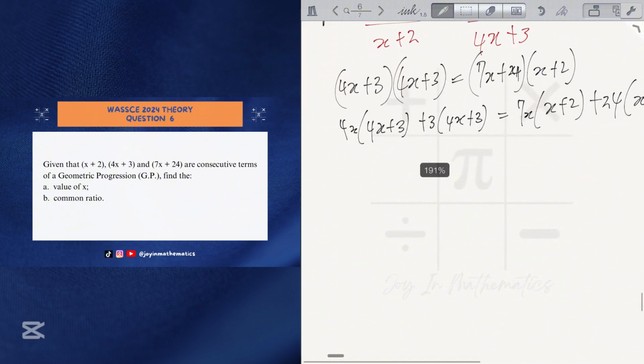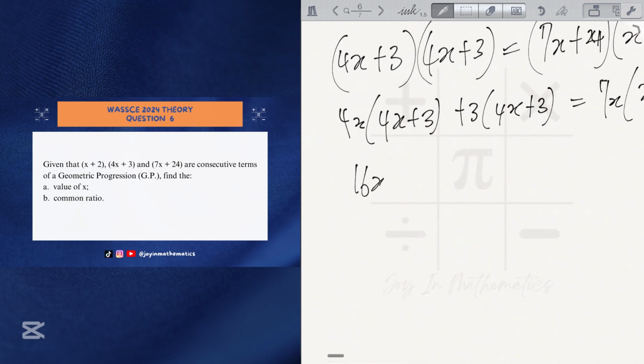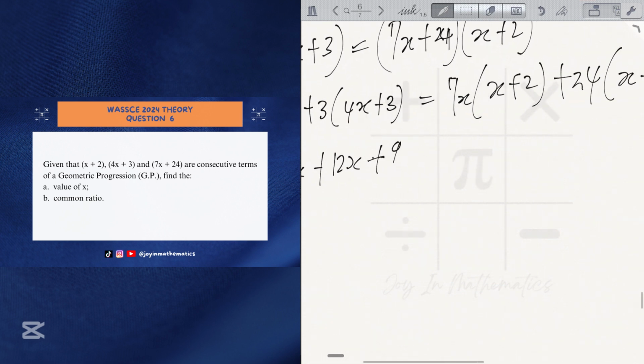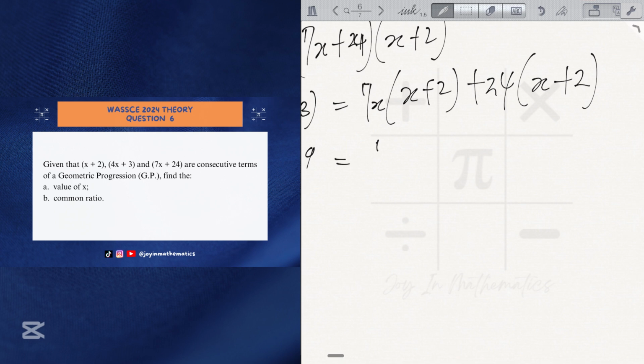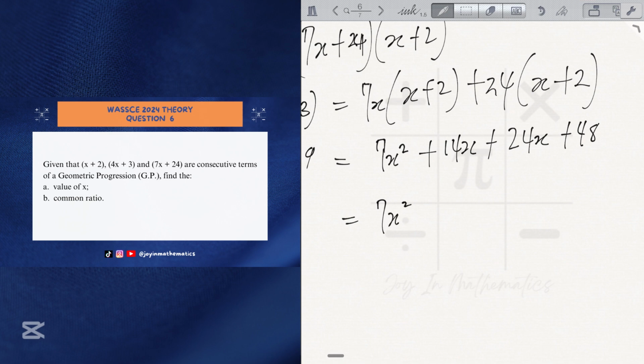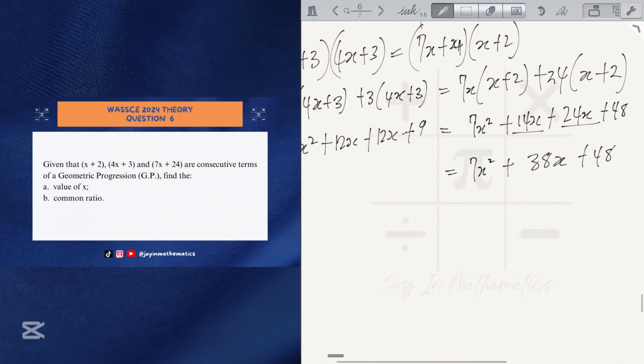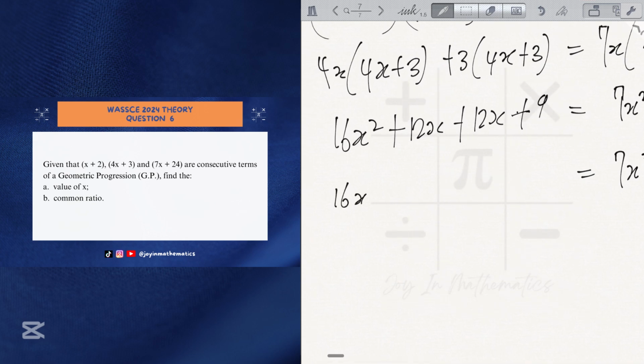Opening the brackets now, this will result in 16x squared plus 12x plus 12x plus 9, and it will be equal to 7x squared plus 14x plus 24x plus 48. Simplifying this further, we'll have 7x squared, and 14x plus 24x gives us 38x, plus 48. Similarly, on the other side, we'll have 16x squared, and 12x plus 12x gives us 24x, plus 9.